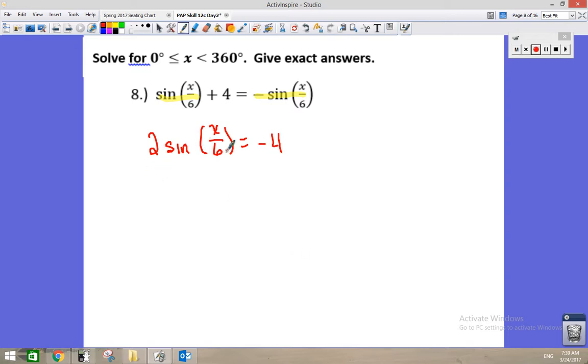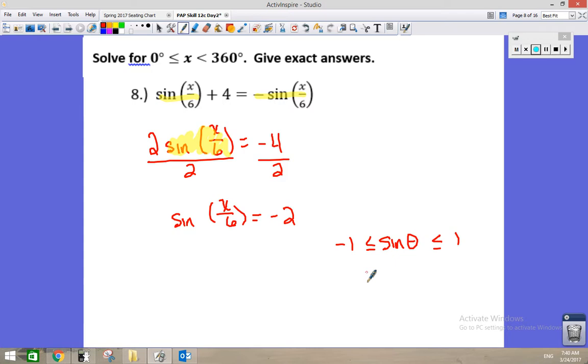Well, now on the left-hand side, I have 2 factors, and the factor that I'm interested in that contains my variable is this sine of x over 6. So I'm going to divide both sides by 2. And I have the sine of x over 6 is equal to -2. But warning signs hopefully are going off. I know that the sine of any angle, whether it's x over 6 or any angle, is between -1 and +1. I know that the range of sine, I'll never have an output that's smaller than -1, or bigger than +1.